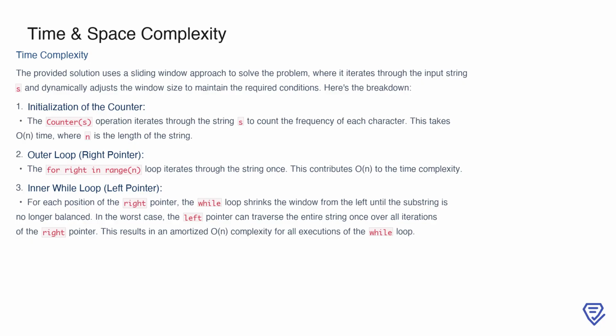Additionally, there is an inner while loop that adjusts the left pointer to shrink the window when necessary. While it might seem like this adds extra complexity, the left pointer only moves forward and never backtracks, meaning it traverses the string at most once. This ensures that the inner while loop contributes an amortized n time complexity overall. Combining these elements, the total time complexity of the algorithm is n for the initialization, n for the outer loop, and n for the inner loop, resulting in an overall time complexity of n.